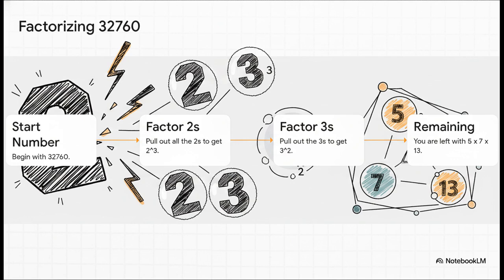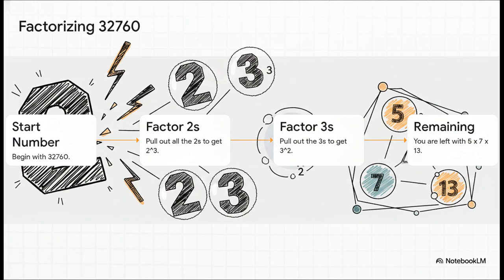So let's examine the chemistry of mathematics. When a chemist looks at water, they don't just see a liquid, they see H2O, 2 hydrogen atoms and 1 oxygen atom. Well, mathematicians view numbers the exact same way. If we take a large composite number, say 32,760, and build a factor tree, we can strip it down step by step right into its core prime components.